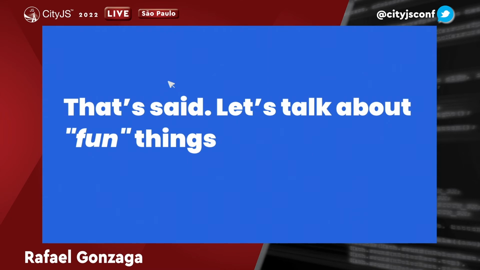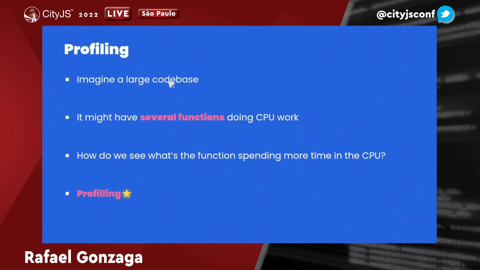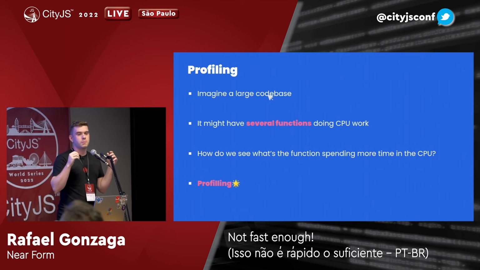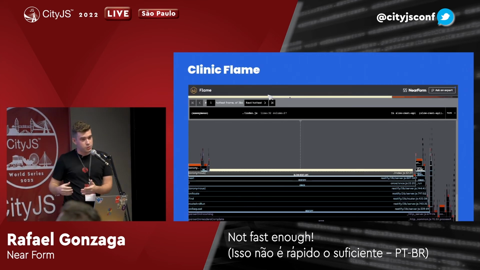Okay, I said a lot of things, but let's talk about some other things now. Let's talk about profiling. How many of you know profiling? Okay, one, two, three, okay. So let's imagine a large code base. You might have several functions doing CPU work, like writing to the disk or reading from the disk, for instance. How can you see how much time a function is spending on the CPU? Like this function is spending 90% of the time of this application on the CPU. So this function is hot. Okay, that's profiling. Then I will show you Clinic Flame.